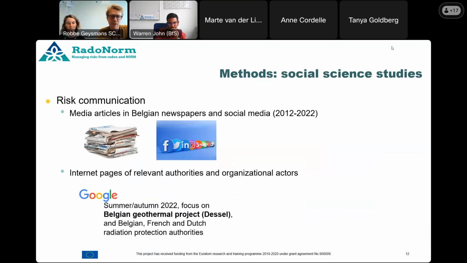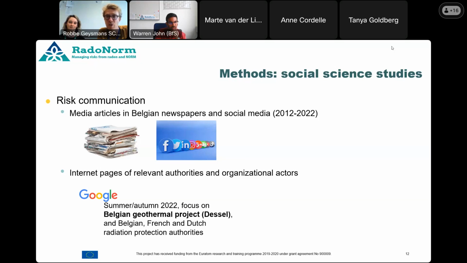We didn't only aim to understand risk perception and risk management, but also risk communication. So how is this risk actually already communicated about nowadays? So first of all, we focused on the presence in the public discourse regarding this risk. And there we focused on Belgian newspapers and social media in Belgium in the past 10 years.